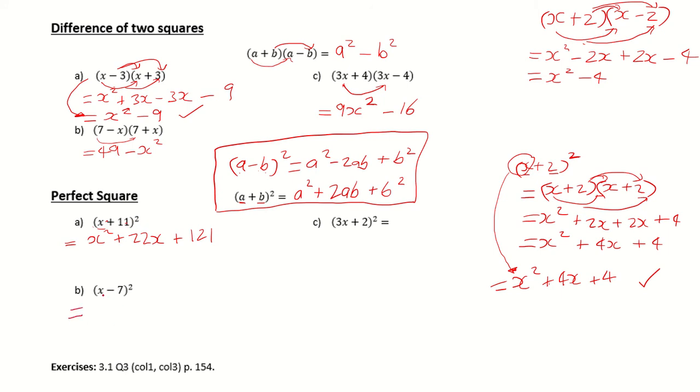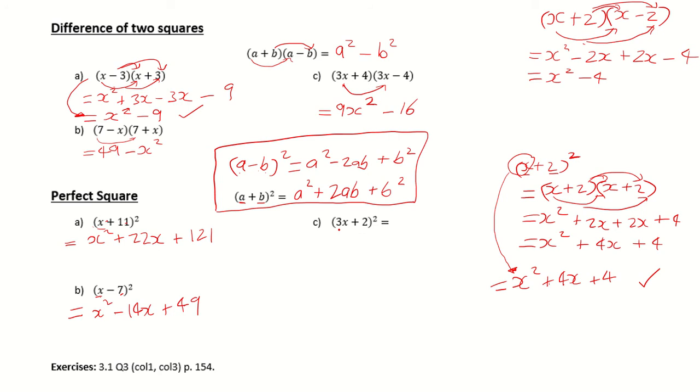Likewise for this one, it's just going to be this first number squared. So x squared. And then it's going to be this times this and double it. So x times minus 7 is negative 7x. Double it will give us negative 14x. And then negative 7 times negative 7 will give us positive 49.